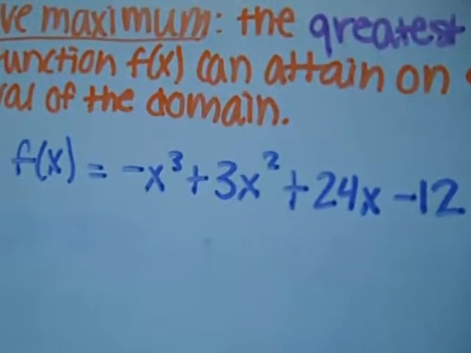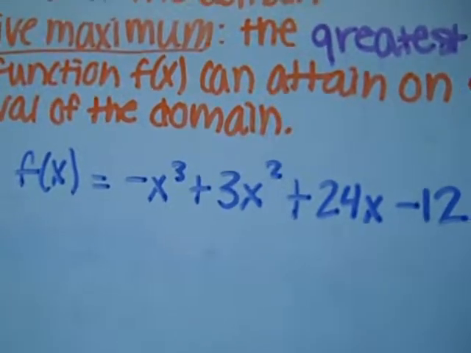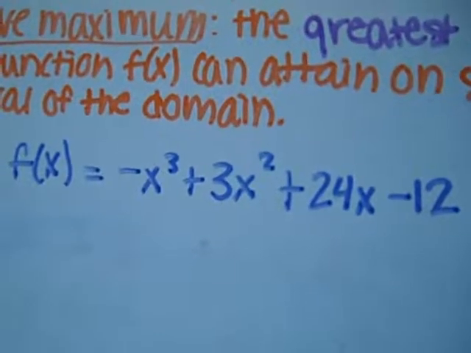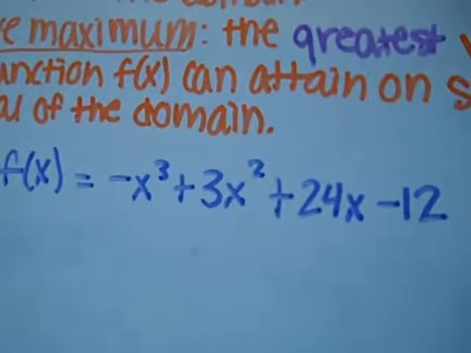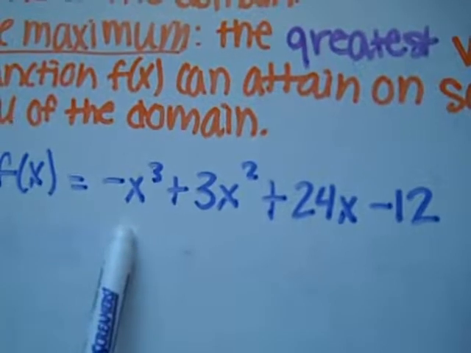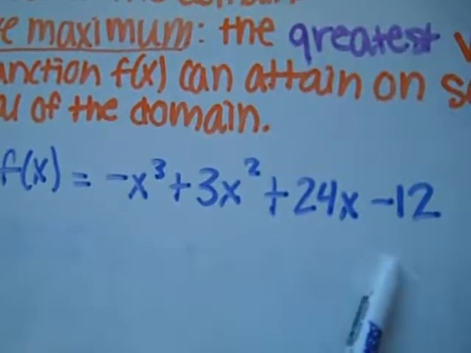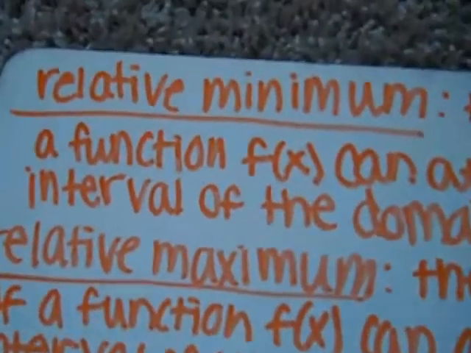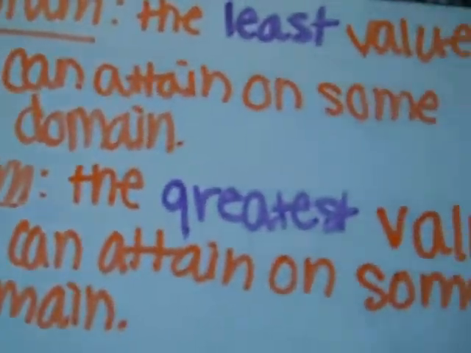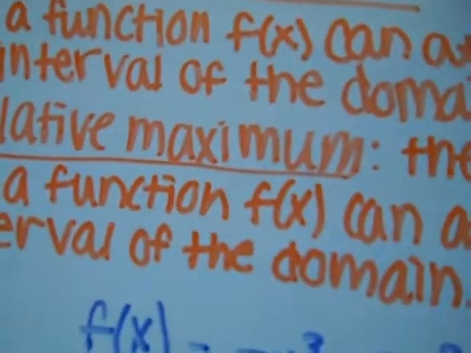On the Math Analysis First Semester Review, number 7 says, find the relative minimum and the relative maximum points for the graph of f of x equals negative x to the third plus 3x squared plus 24x minus 12. So first of all, the relative minimum is the least value of a function f of x can attain on some interval of the domain.